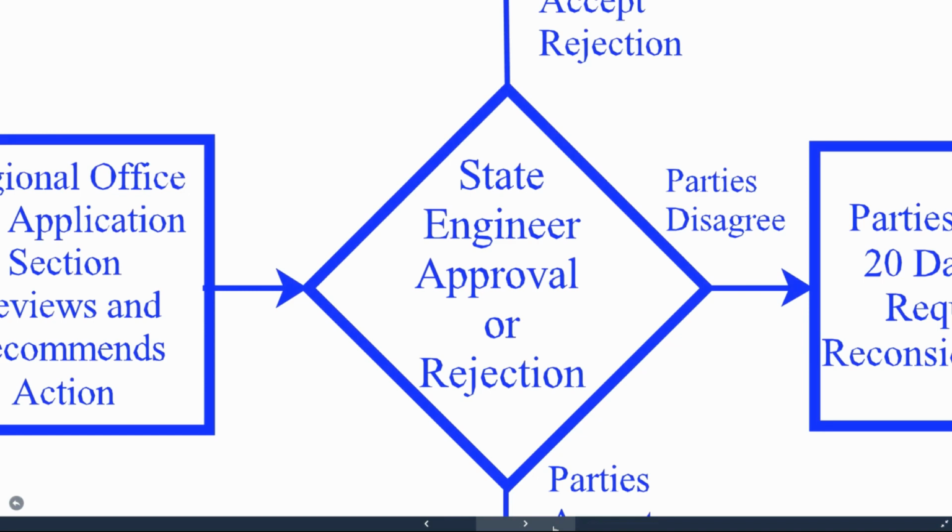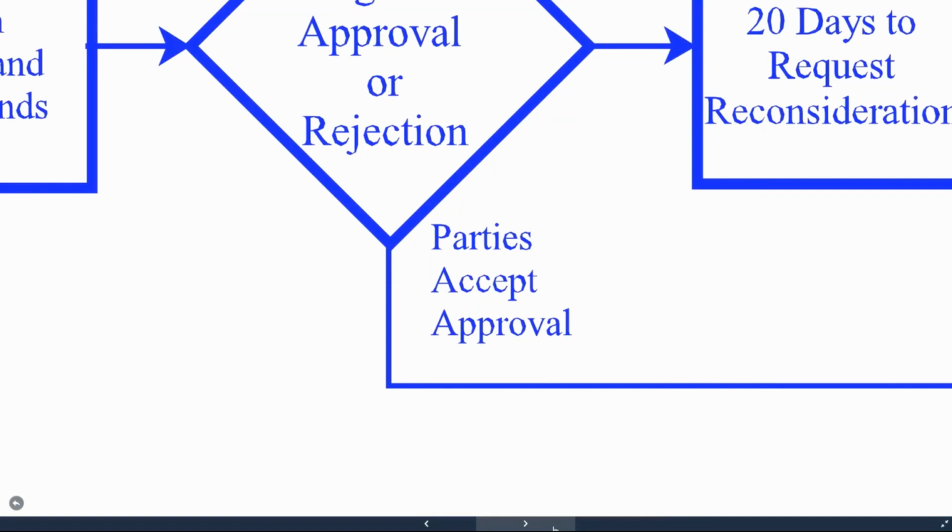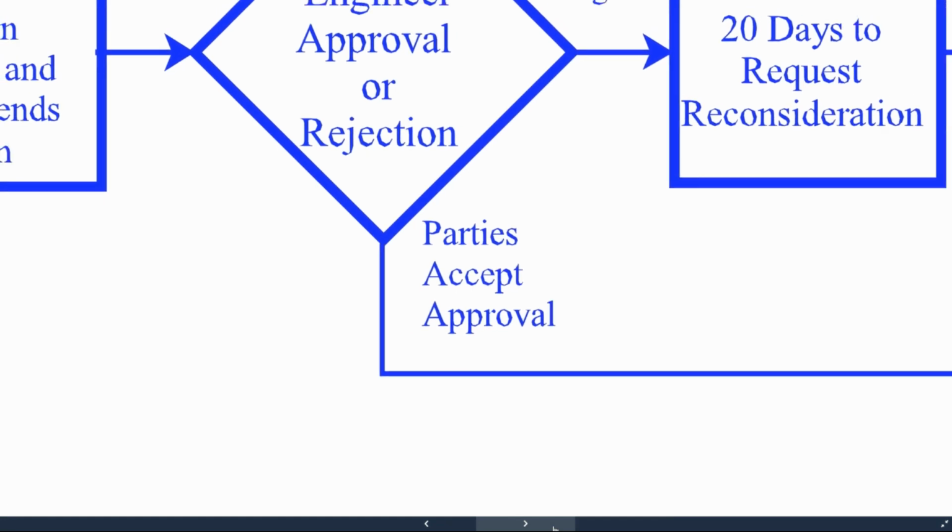The decision is issued as an order of the state engineer. If the parties accept the approval of the application, including any required conditions, the applicant can then work to develop the proposed project to place the water to full beneficial use.